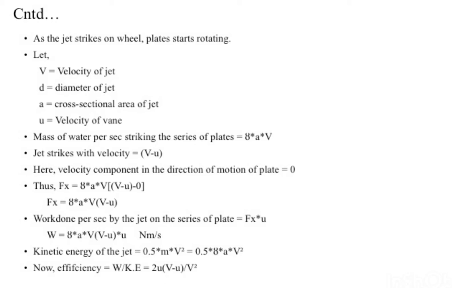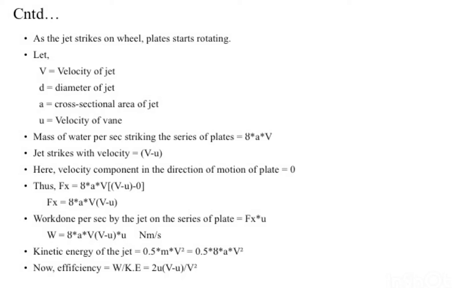Now you have to find out the efficiency of the jet. For that, you must know the kinetic energy per second of the jet, that is half m V square. Half m is rho into area into velocity V, so it is half into rho into A into V cube. Efficiency is output divided by input. Output is the work done per second on the series of plates divided by the kinetic energy per second of the jet. Therefore efficiency is equal to 2 into U into (V minus U) divided by V square.